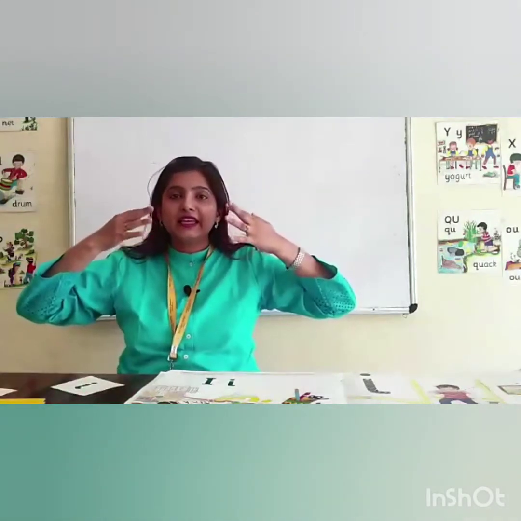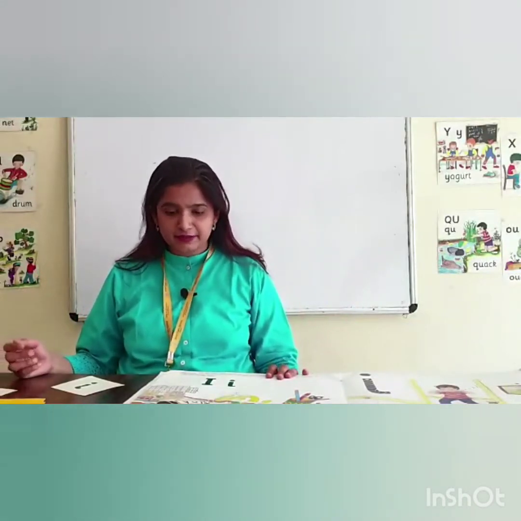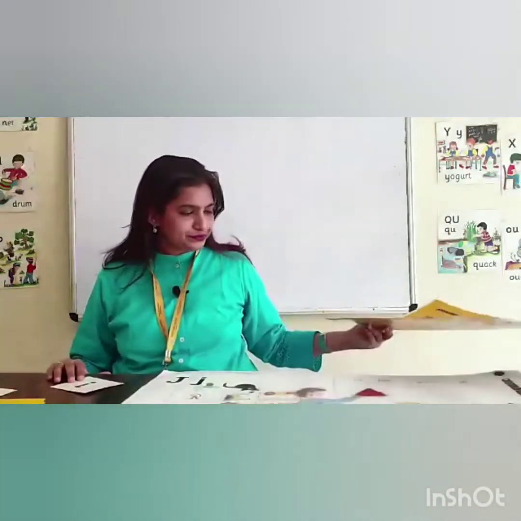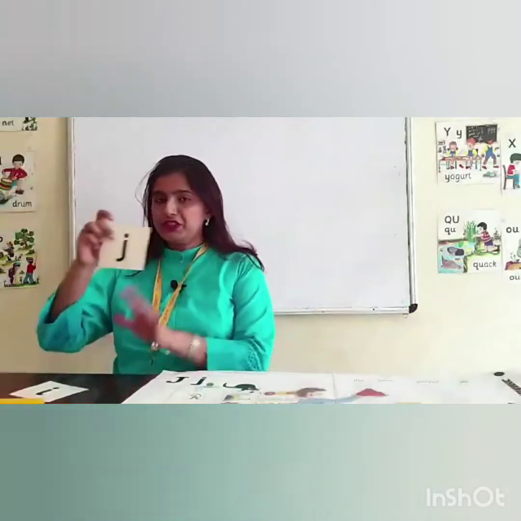We'll keep our fingers like this and say inky mouse. Okay. The sound of letter I is inky mouse. I for igloo, I for insects. Yes. Now we'll come to the next letter. Do you know which letter is this? This is letter J, right?